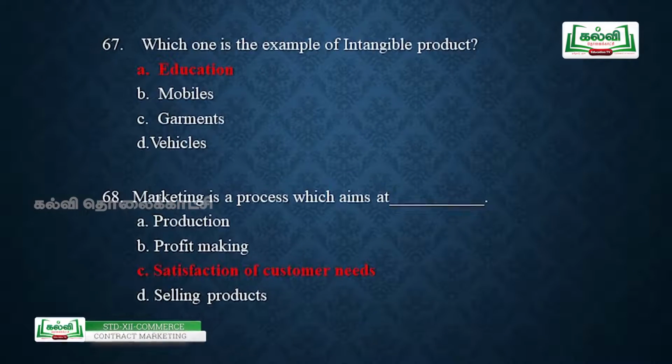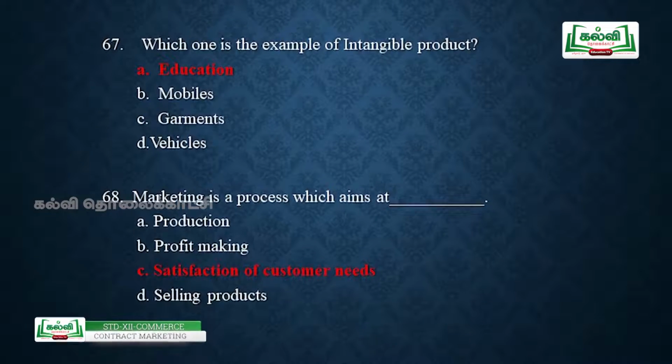The next one, which one is an example of an intangible product? Intangible means we cannot see. Intangible products are those that we cannot see and touch, which are not in a physical form. They mainly deal with goodwill, but we have only 4 options. Option A, education. Option B, mobiles. Option C, garments. Option D, vehicles. These B, C and D options are physical, tangible products. The best example of an intangible product is option A, education.